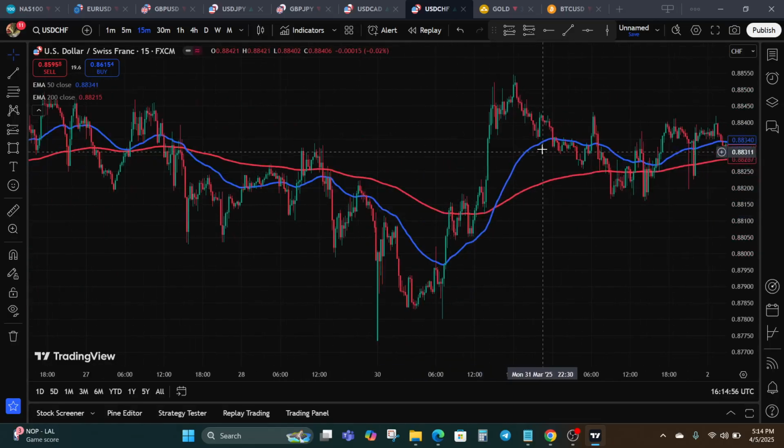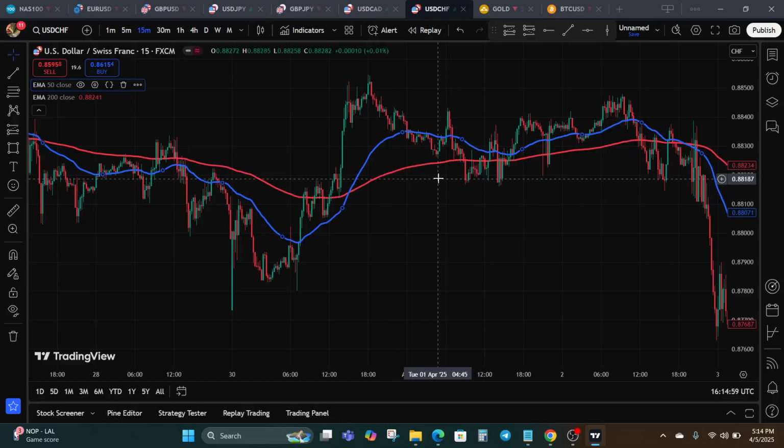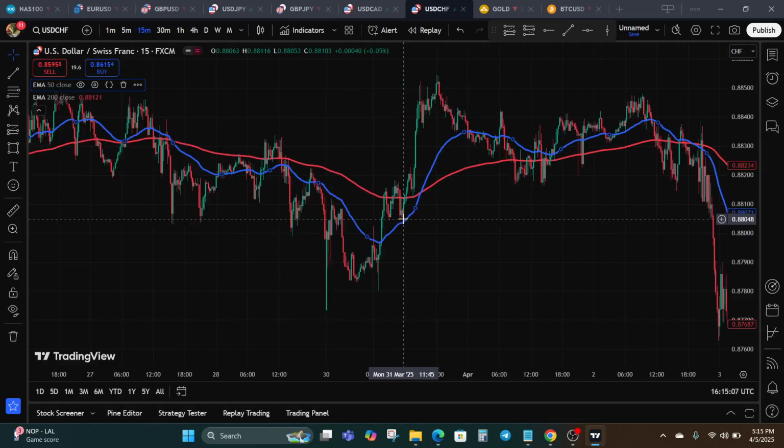Now that your chart is set up, let us talk about how to identify the best entry and exit points using the best 15-minute moving average strategy. So for a buy signal, the primary signal for a buy trade is when the 50 period EMA crosses above the 200 period EMA. All right. This suggests that the market has entered an uptrend.